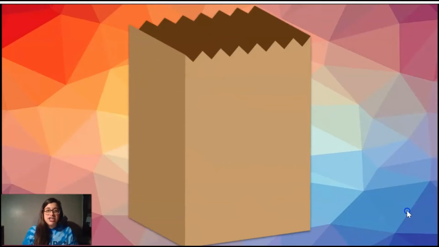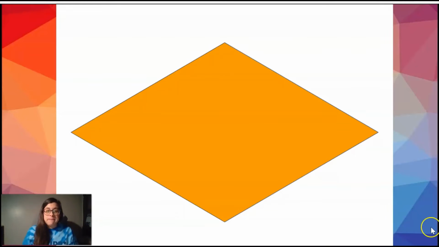Let's look at this shape. Your teacher's going to pause the video and decide, is this a shape with curves or no curves? This shape has no curves. These are all pointy points on the shape.